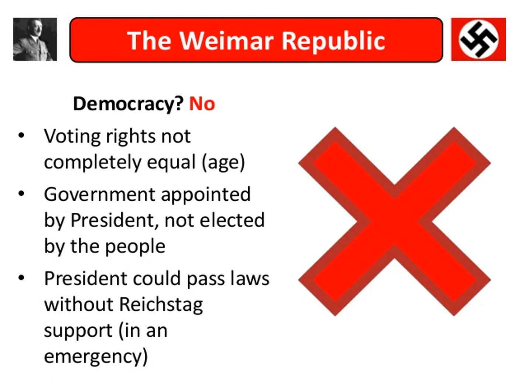Reasons it's not a democracy: the voting rights were not completely equal. So, for example, you couldn't vote for the President unless you were over 35. The government were appointed by the President. They were not elected by the people. So this meant it wasn't fully democratic, and the President was allowed to pass laws without the Reichstag's support if it was in their mind an emergency. So again, not as democratic as it possibly could be.